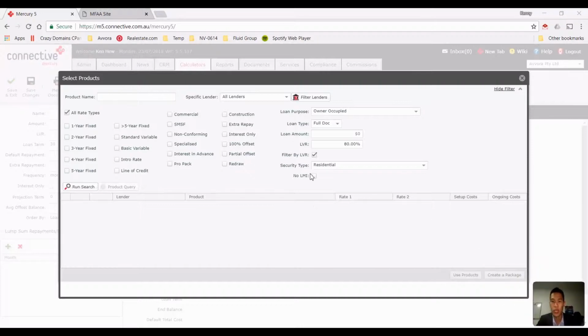So, pulling up our platform, you can see here we're just going to look at the variable rates and we're going to look at owner-occupied rates. A loan size of 500,000, and to keep things simple, let's just say it's an 80% LVR. So when we bring up the list of products, generally speaking, our platform sorts it in ascending order.